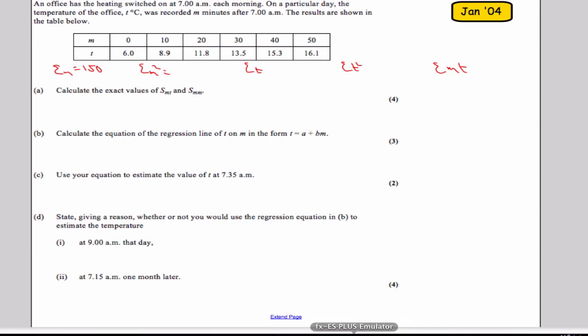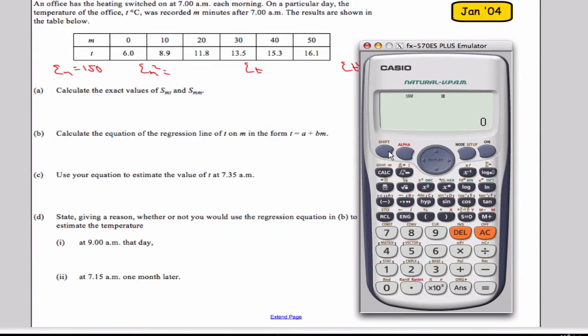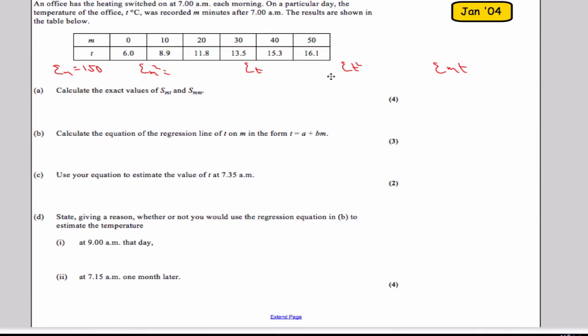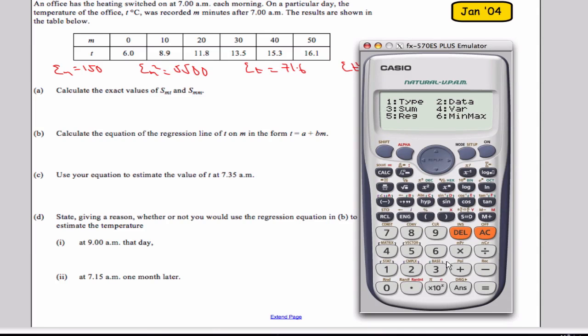Sum of M squared: shift, stat, option 3, sum of M squared is going to be sum of X squared, so option 1, 5500, and following that along we can enter them in. Again, I'll just pause the video while I fill these values in. Just filling in the last one here, sum of MT, which is going to be sum of XY, 2147.